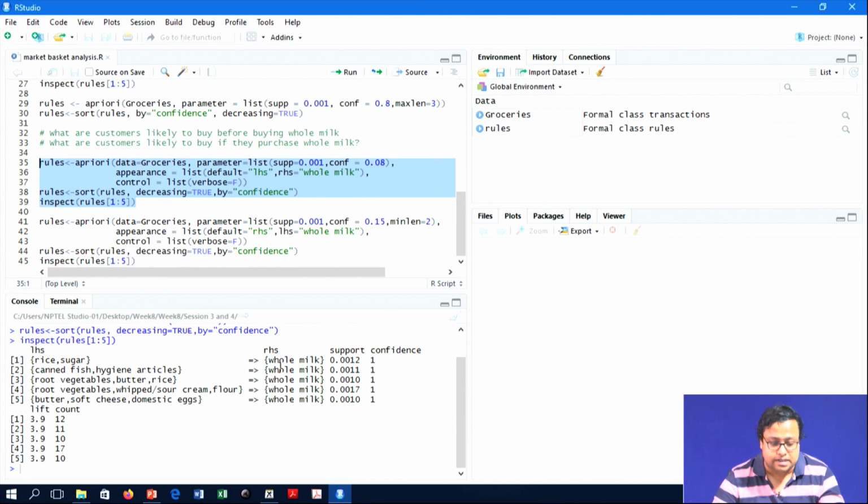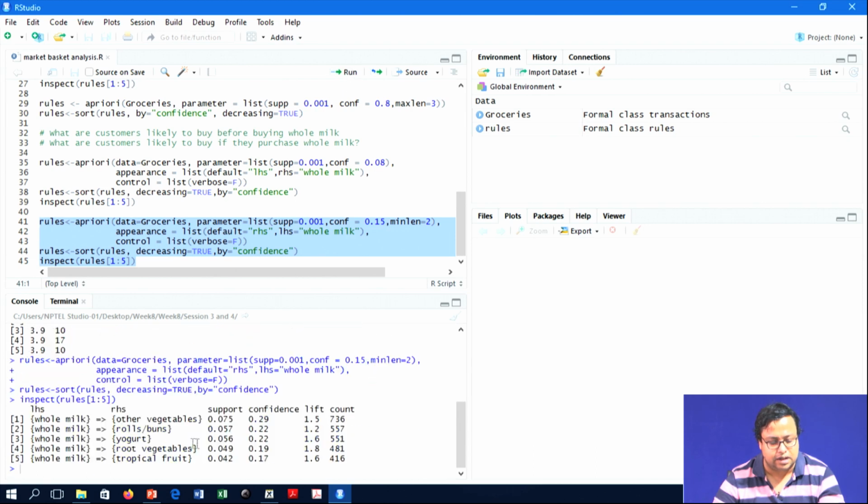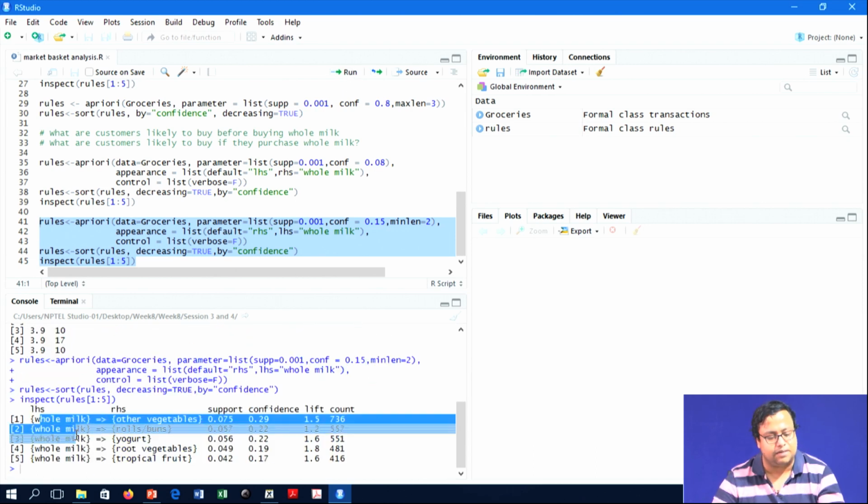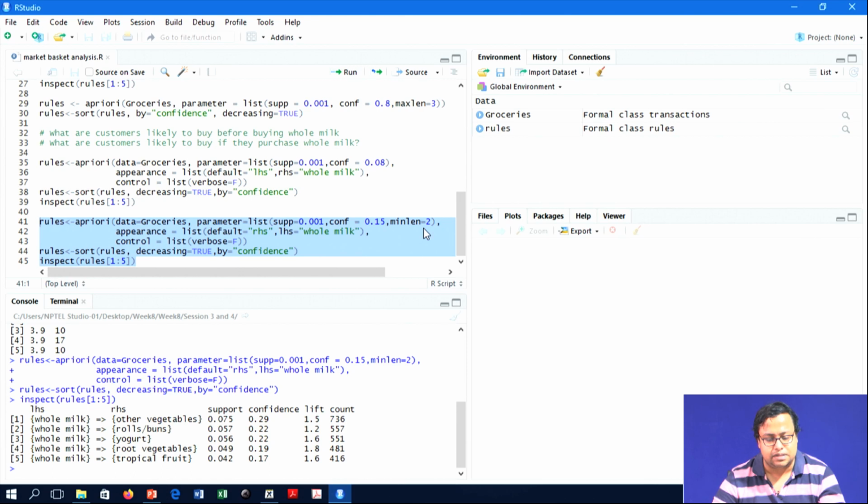Similarly, I can say left-hand side also must have whole milk. So, that will create this kind of rules. For left-hand side, whole milk is a must, there is no other choice. And you see I have written min length equal to 2, which means the minimum length of this particular rule has to be 2. Minimum length is always 2, there will be rules which are more than 2. If I do max length equal to 2, then there will be absolutely one item in the left-hand side and one item in the right-hand side. So, that is how you create lots of rules.